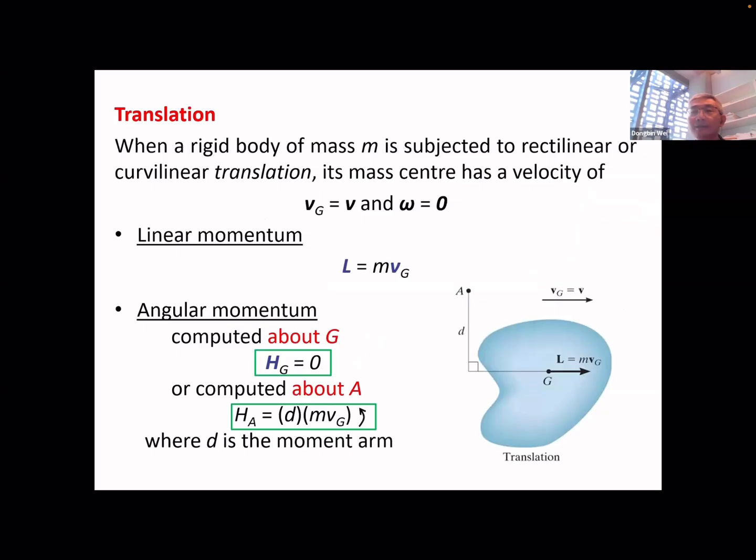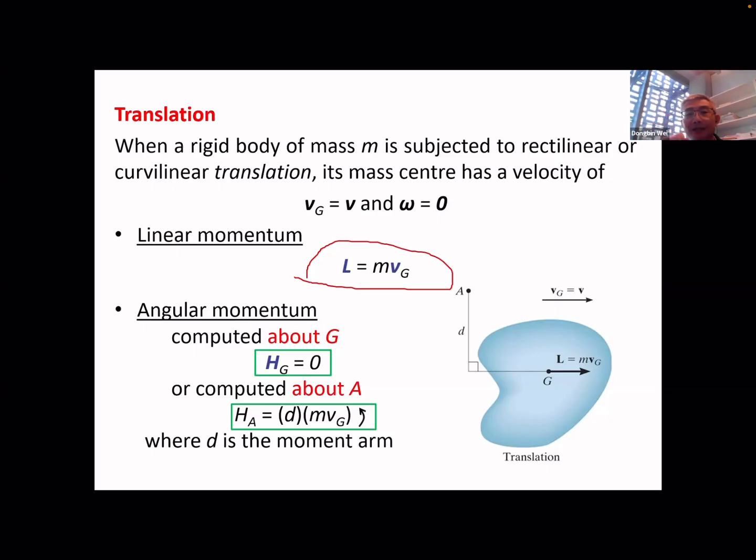For translation, how to use this equation. For linear momentum, it always stays the same for translation, rotation about a fixed axis, and general plane motion. But for angular momentum, there are some kinds of simplification.